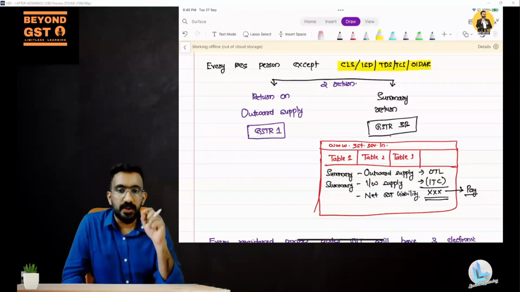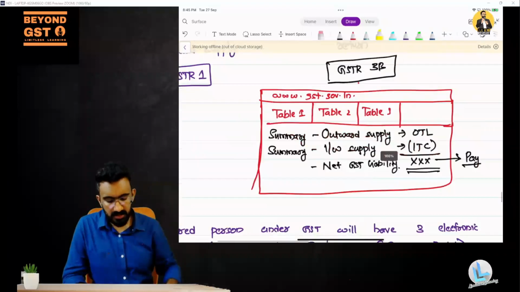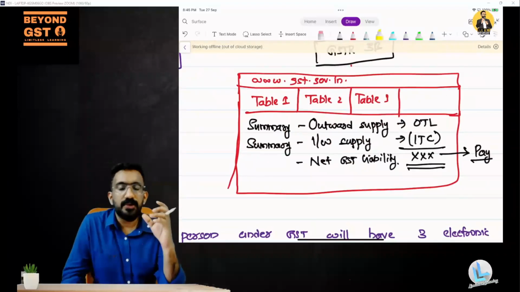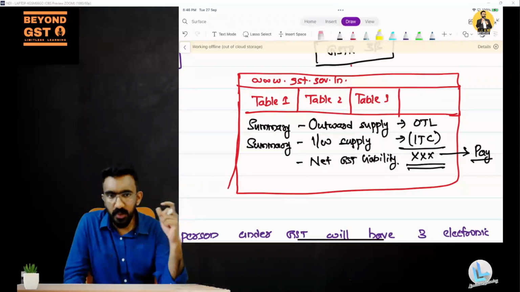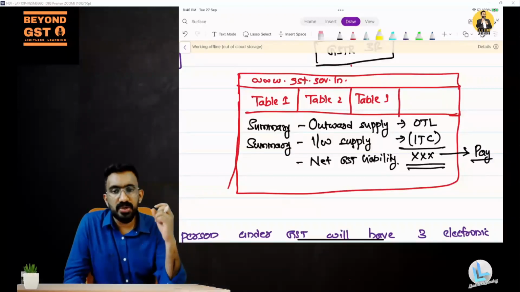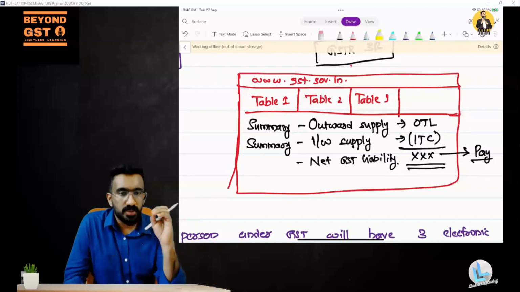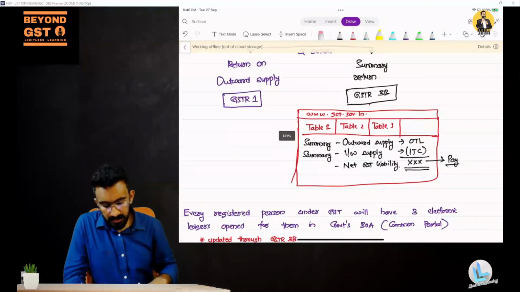What is GSTR1? The return on outward supply. What is GSTR3B? Which is called a summary return. Summary return would look like this. Suppose this is what we will generally do in case of computing net GST, right? You find out how much is your outward tax supply. Based on this outward tax supply, you will find out how much is your outward tax liability. OTL is outward tax liability. Then you check how much is your purchases, how much is your inward supply, and how much credit you have. So you reduce that credit, then net GST is what you will pay together with 3B. This is called a summary return of 3B.